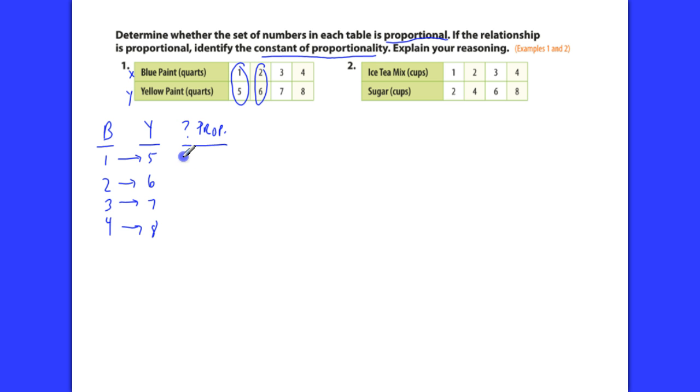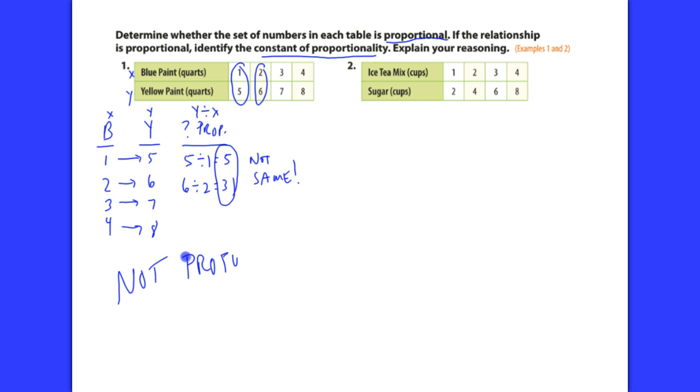Okay, so we're going to divide. 5 divided by 1. Remember, I told you blue was X, the yellow paint was Y, so you take Y divided by X. Typically the top row is X or the left column is, that's not always the case, but typically that's what you run into. So 5 divided by 1 is 5. Okay, so let's check the second one. 6 divided by 2 is 3. Look, those are different. Those are not the same. So that is not a proportion.